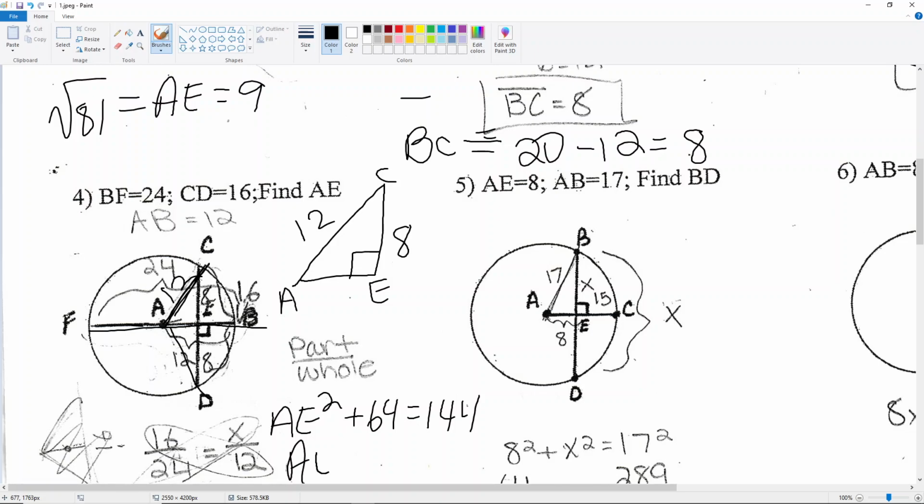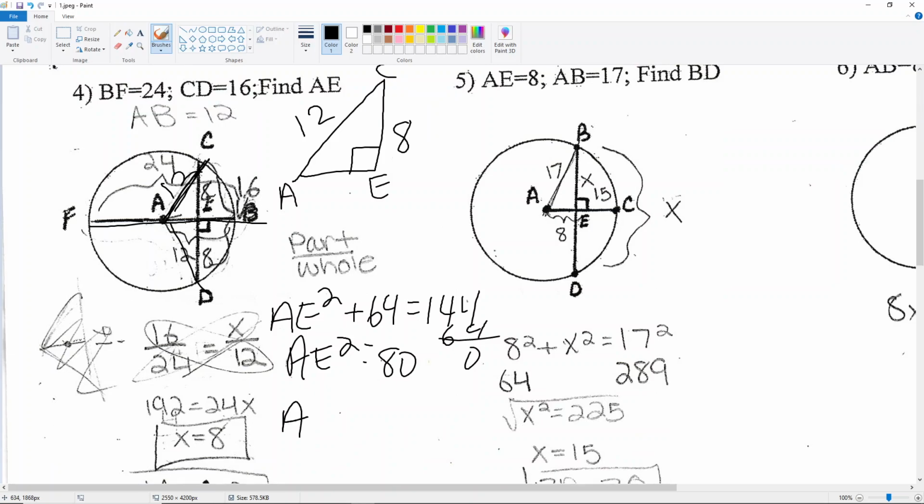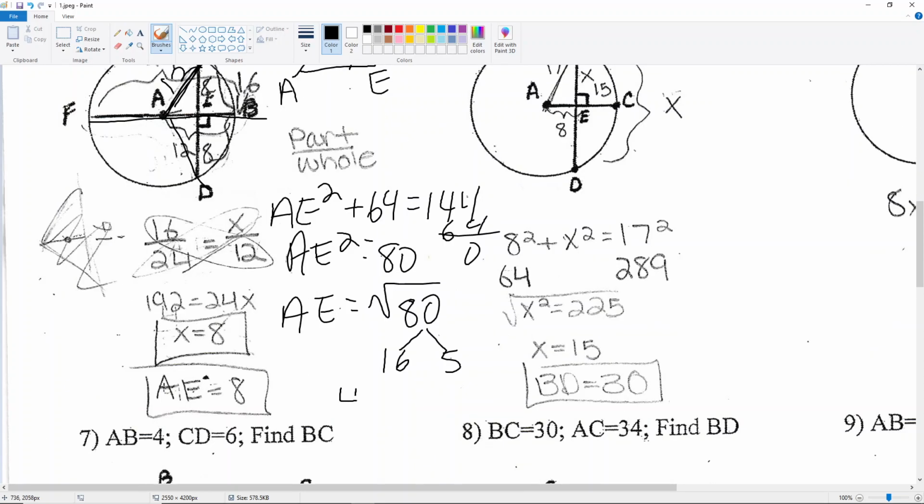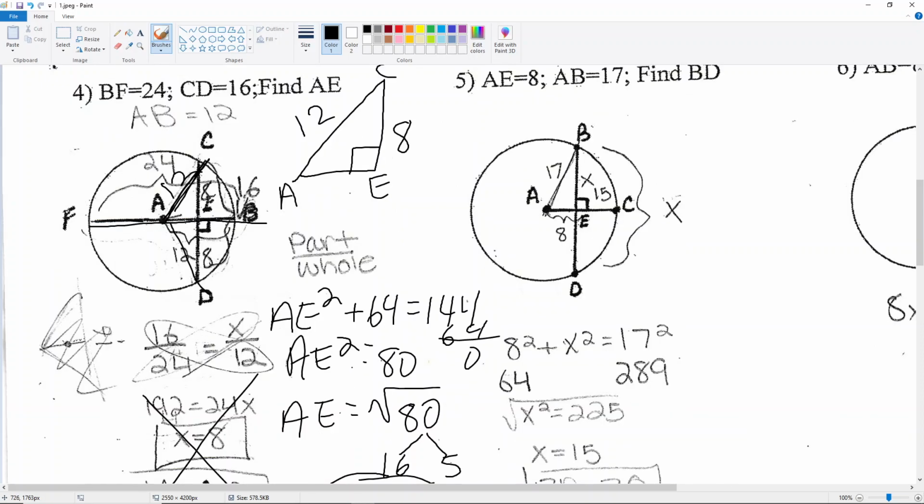Well, AE squared equals 144 minus 64, which is 80. AE squared equals 80, and then AE equals the square root of 80, which is the square root of 16 times 5. 16 is a perfect square, so it's 4 square root of 5. We pull that out. This stuff is wrong, that ratio stuff I told you about, incorrect. 4 square root of 5 is what AE should be. So there is our answer.